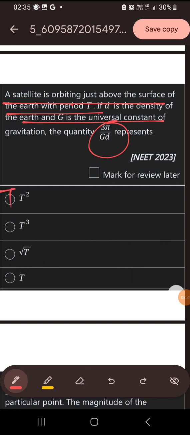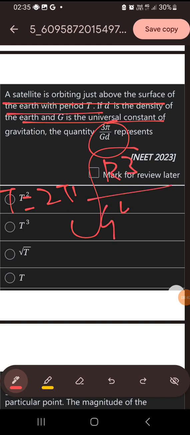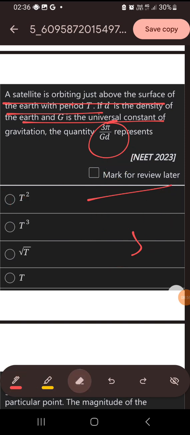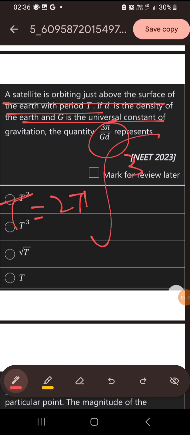So T is equal to 2 pi root of r cube divided by G. What is the value of M? 4 by 3 pi r cube into d. So pi r cube gets cancelled, and 3 will move up because it is in the denominator. So T is equal to 2 pi root of 3 by 4 pi dG. Okay, so what is the question they were given here?